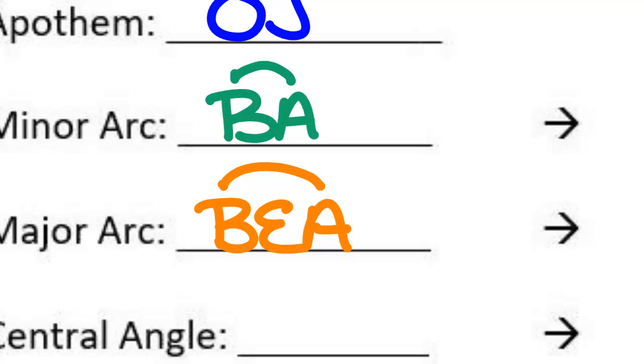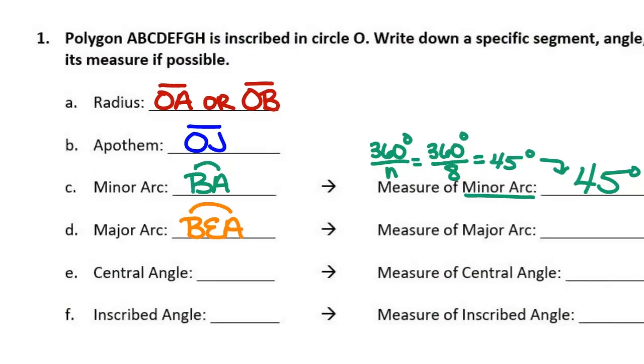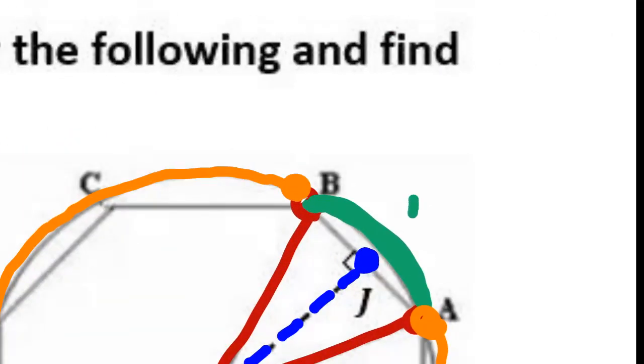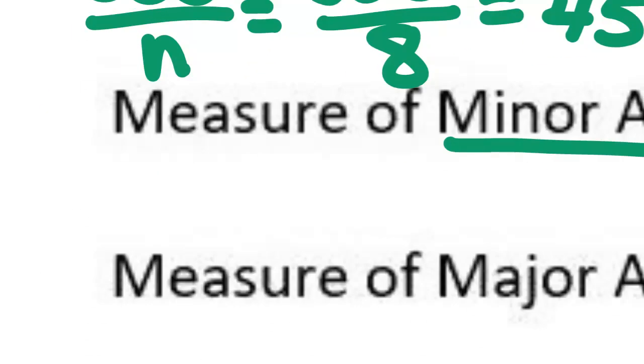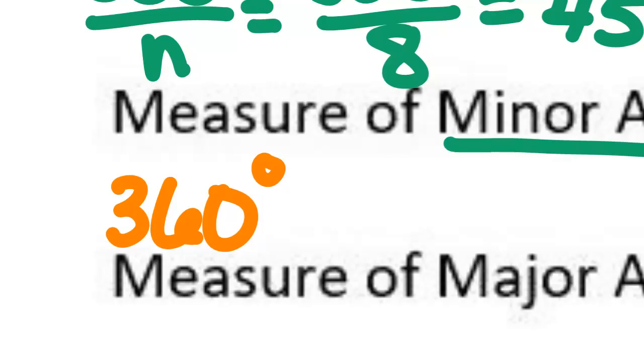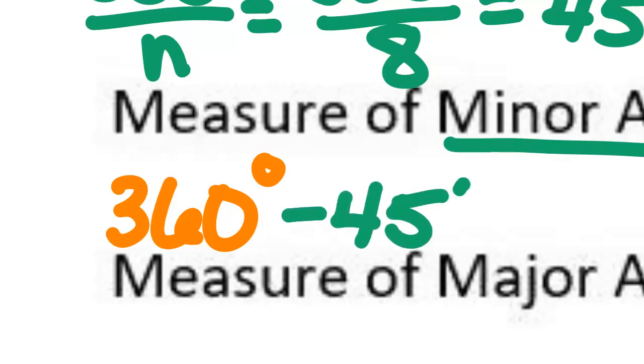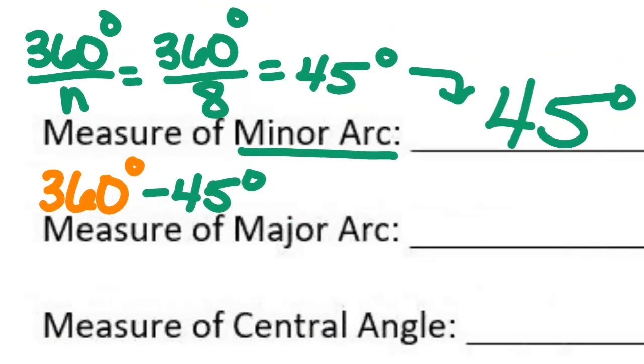360 minus this 45 degrees right here. Remember, we just found out that our minor arc is 45 degrees. So we're going to do 360 minus 45. And that gives us 315 degrees.